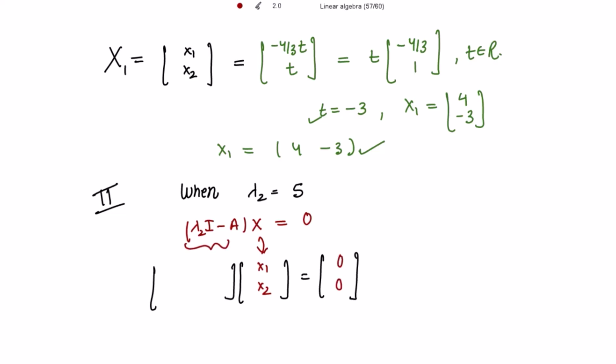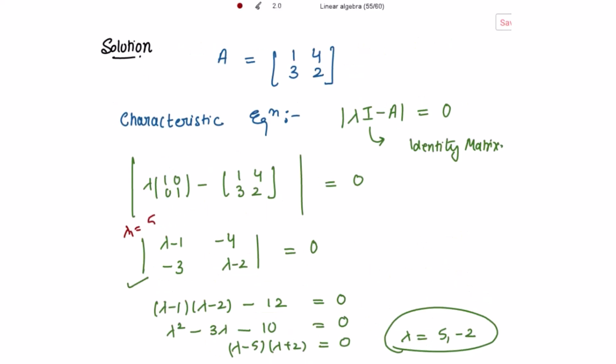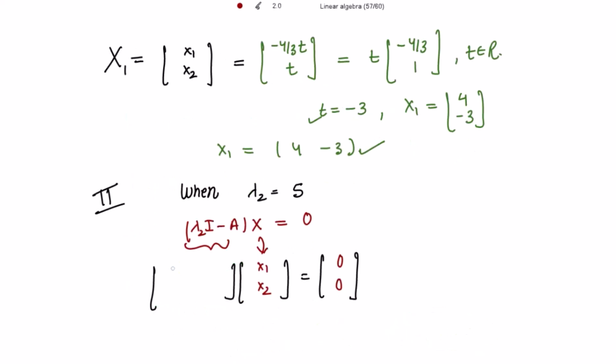And for this, let's put lambda 2 equal to, this time, 5 in place of lambda, and we get this to be 4, minus 4, minus 3 and then 3. So this is 4, minus 3 and 3. So from here the homogeneous equations we get 4x1 minus 4x2 equals 0. And similarly the other one, minus 3x1 plus 3x2 equal to 0.